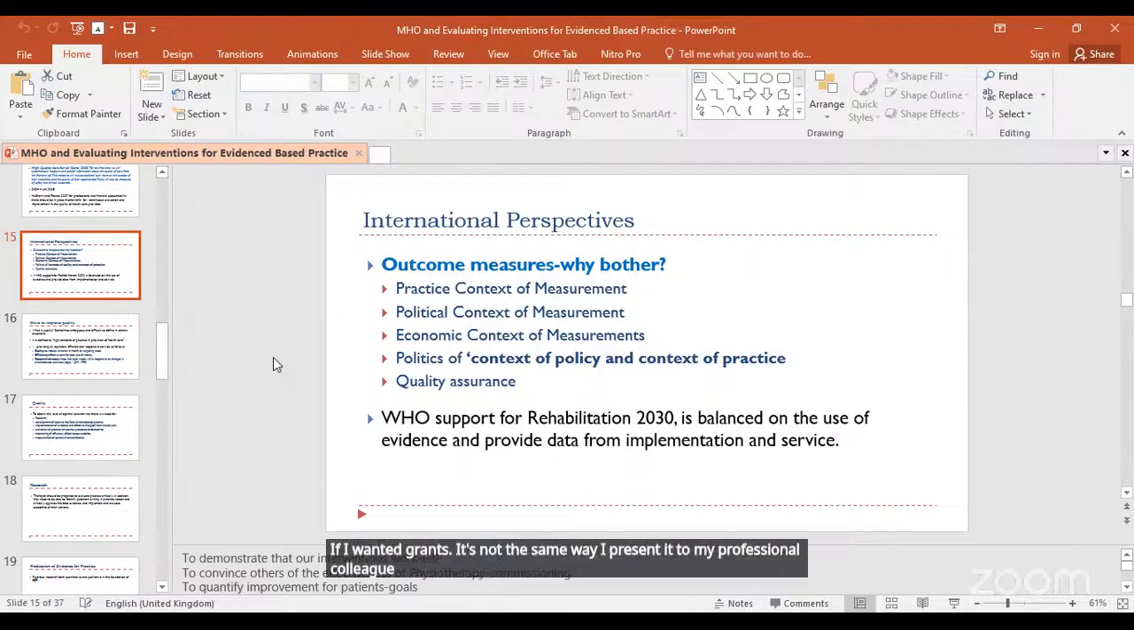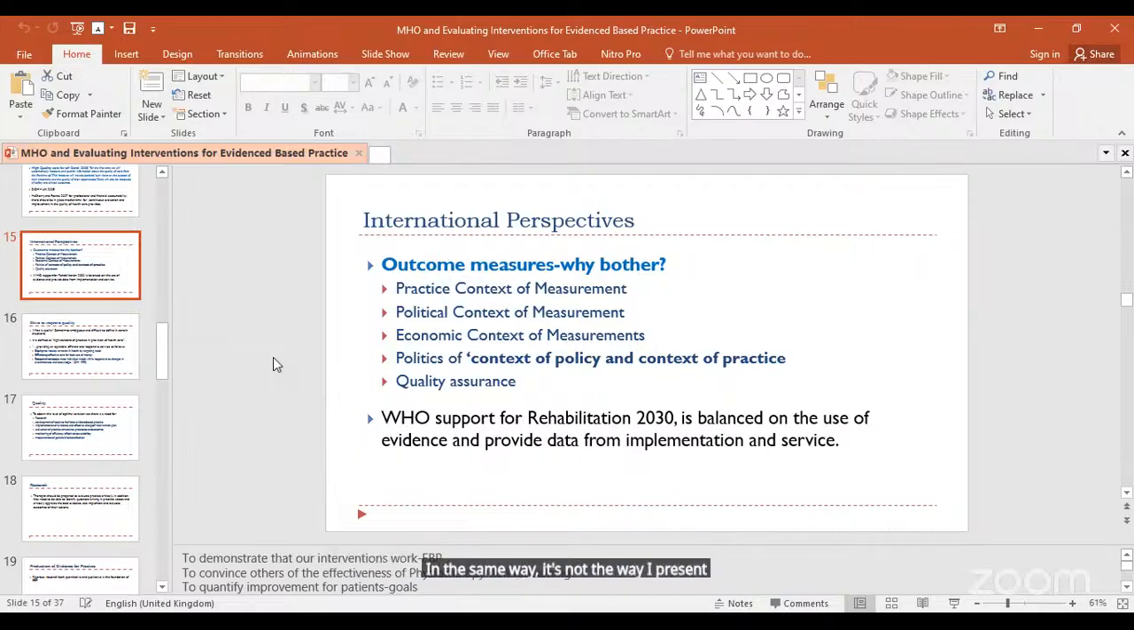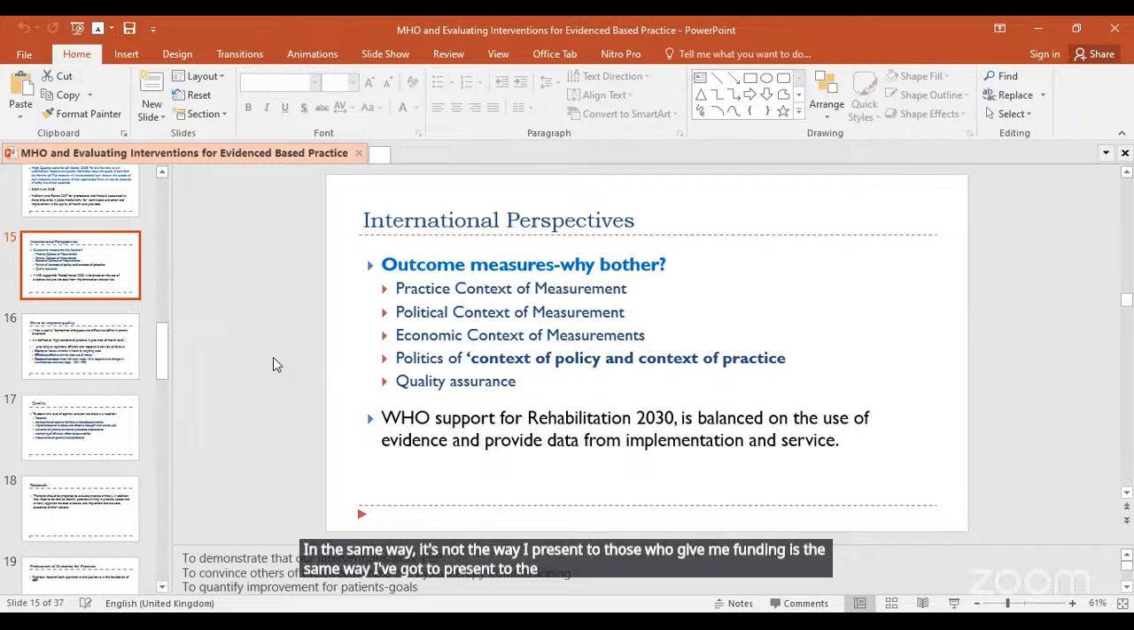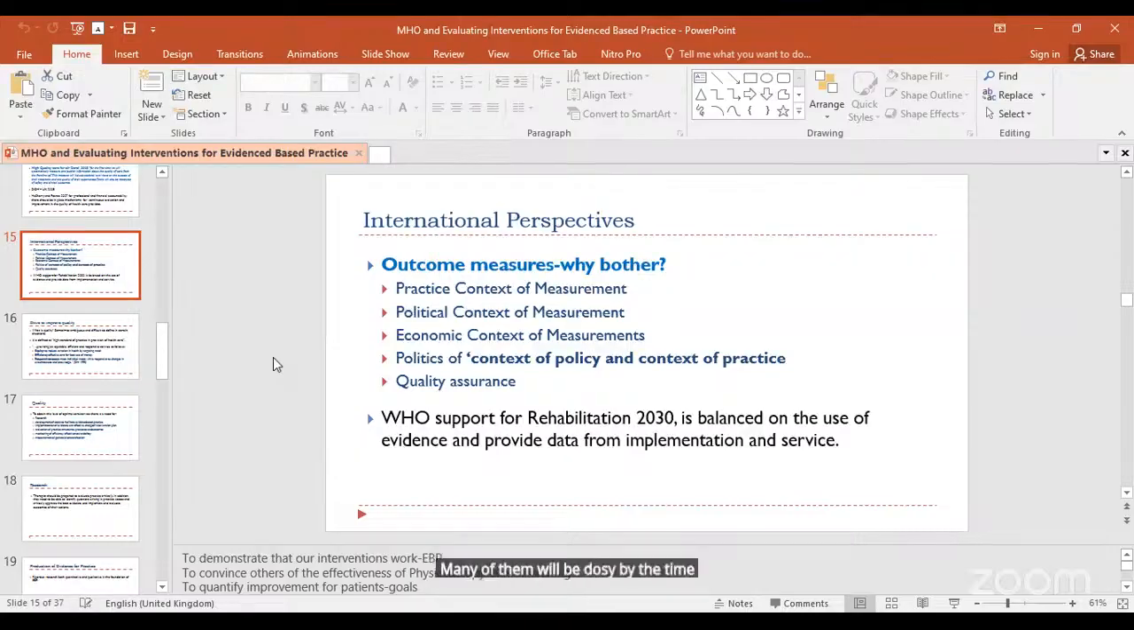I will go and present it to people who give me funding. In the same way, it's not the way I present to those who give me funding, it's the same way I'll go and present to the National Assembly. Many of them will be dozing by the time you start your terminology. You don't need it. They want what will be the impact.